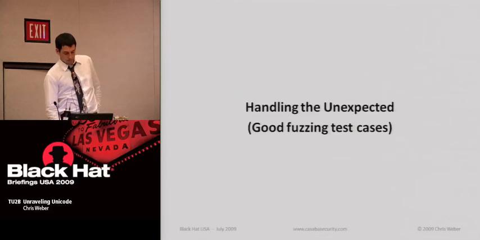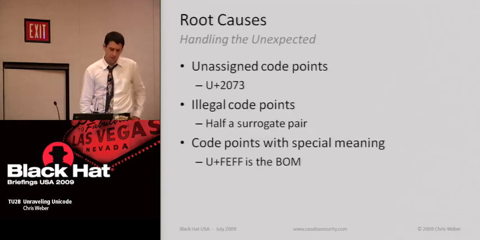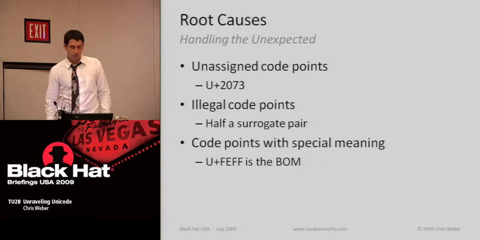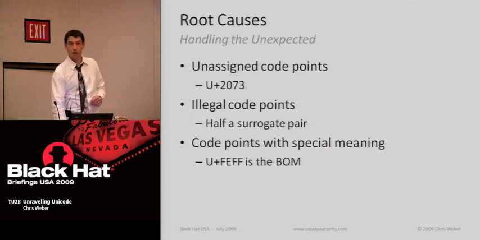So let's talk about handling the unexpected, because there's plenty of unexpected cases. And these are things that are really good for building fuzzers. Definitely suggest using unassigned code points in fuzzers. Also sticking in half a surrogate pair, which I didn't really talk much about, but surrogate pairs are part of the UTF-16 encoding. And then sticking in a lot of code points that have special meaning, like the bomb, which I'm going to talk more about in a minute.